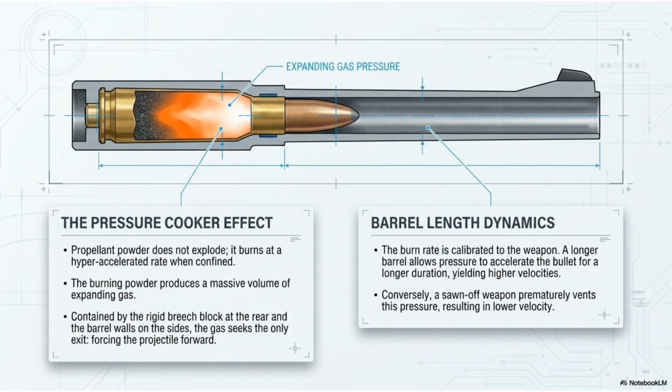The pressure cooker effect is the core of internal ballistics, where burning propellant creates massive, expanding gas pressure. Barrel length affects velocity. Longer barrels yield higher velocities, while shorter barrels lead to lower velocities.